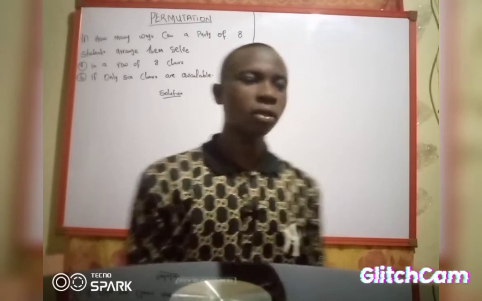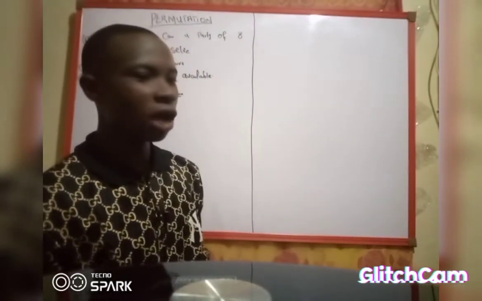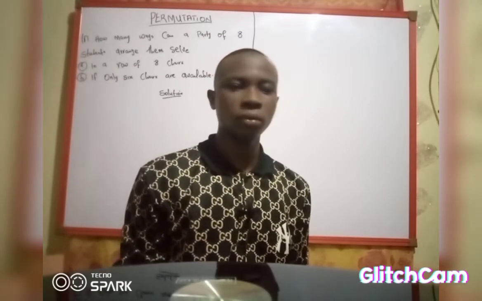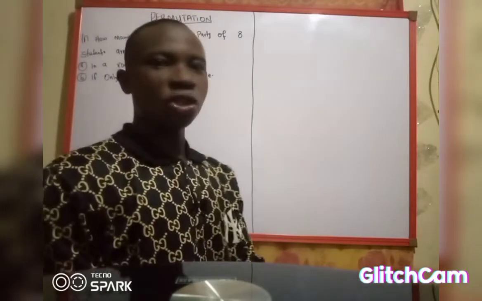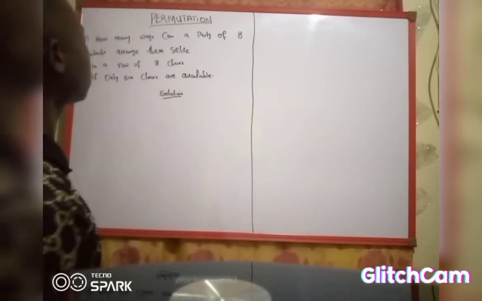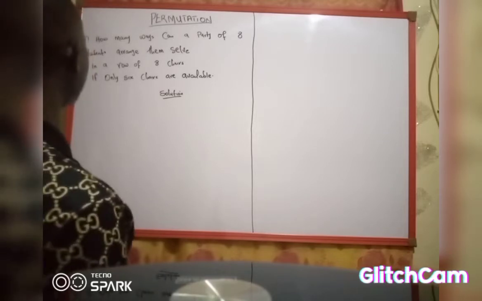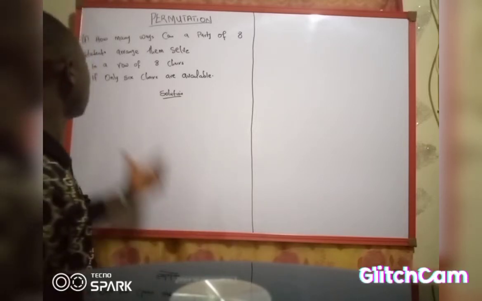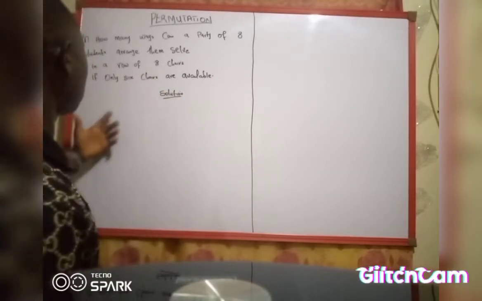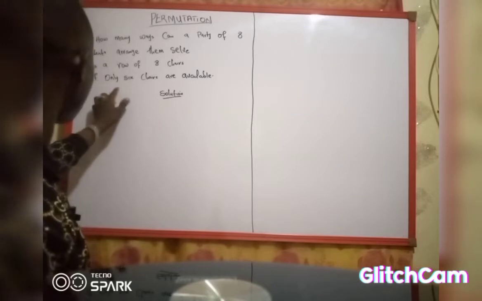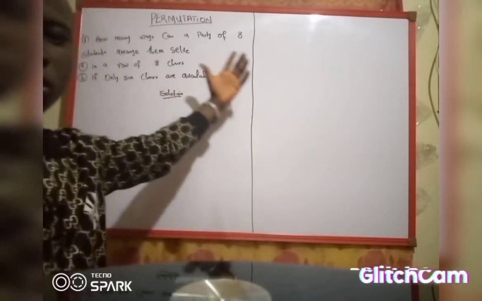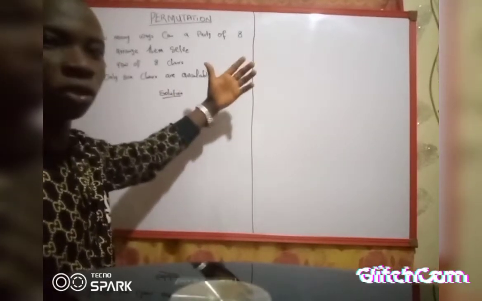In today's lesson, we are going to learn how to use a permutation to solve a word problem. So let us see the question on the board. The question says, in how many ways can a party of 8 students arrange themselves? A. In a row of 8 chairs. B. If only 6 chairs are available. So let us use permutation analysis to solve this question.